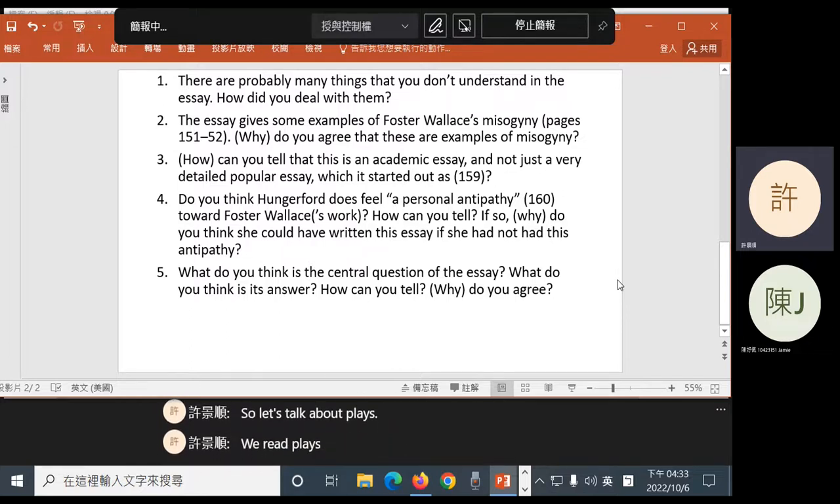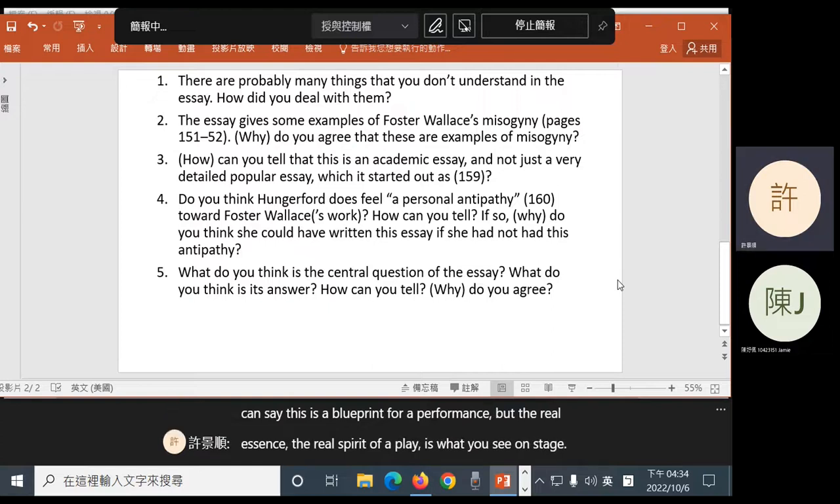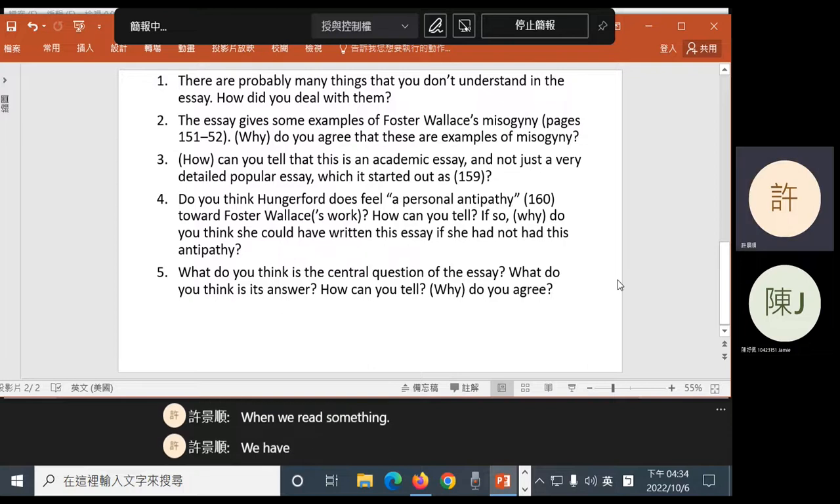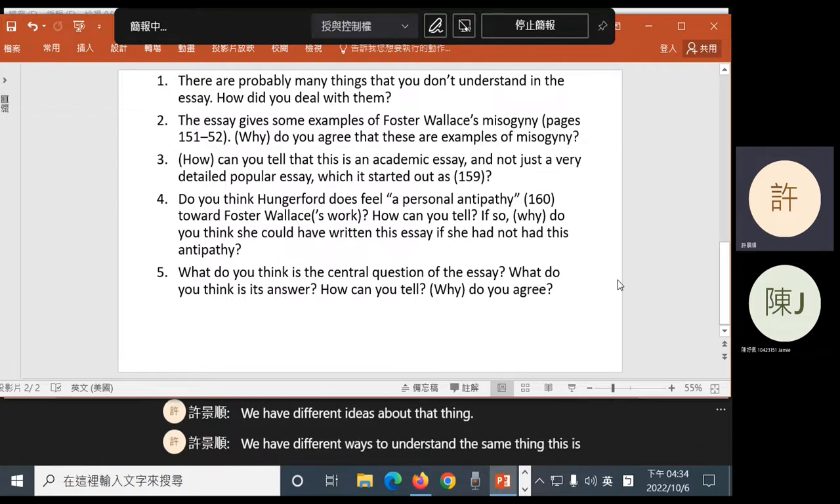We read plays like we read anything else, but in fact, plays are different from anything else because plays can be performed. This is a record of a performance, or you can say this is a blueprint for a performance. But the real essence, the real spirit of a play is what you see on stage. For many reasons, when we read something, we have different ideas about that thing. We have different ways to understand the same thing. This is even more true for a play. When it, for example, on the next page, you have a list of characters.